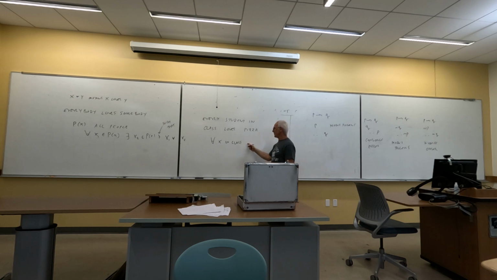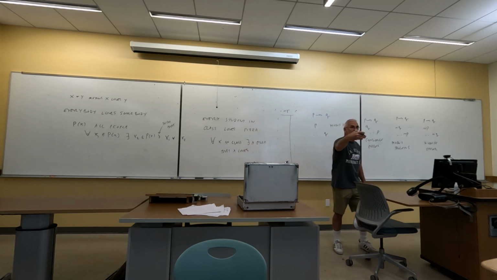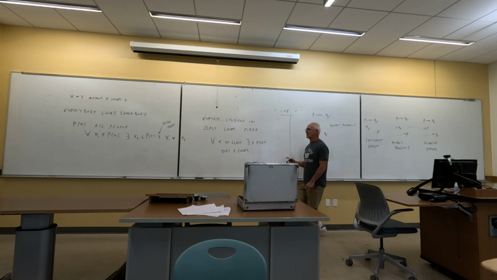For all X in class, there exists a pizza, you can just say a pizza, that X loves. Now, I could go way more symbolic than this. We could define the set of people using symbols and all that. But I want to just show where I can throw in a universal or existential qualifier in a mathematical statement, because those are really important.